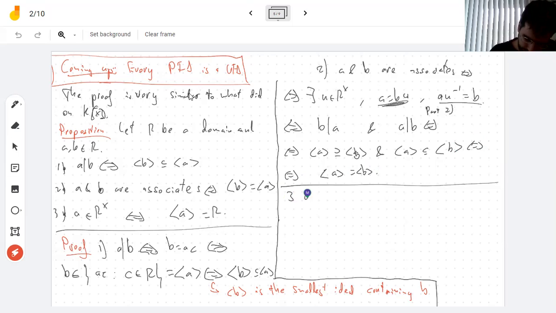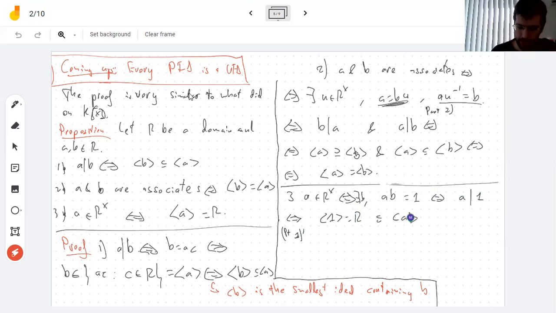And finally, being a unit means that there's something else, so that you can factor 1 as a product of A by something else. And I could say that this means that A divides 1. And A divides 1, again by part 1, means that the ideal generated by 1, which is the whole ring, contains the ideal generated by A. And this would mean that if everything is contained in the ideal, well, that means the ideal is everything.